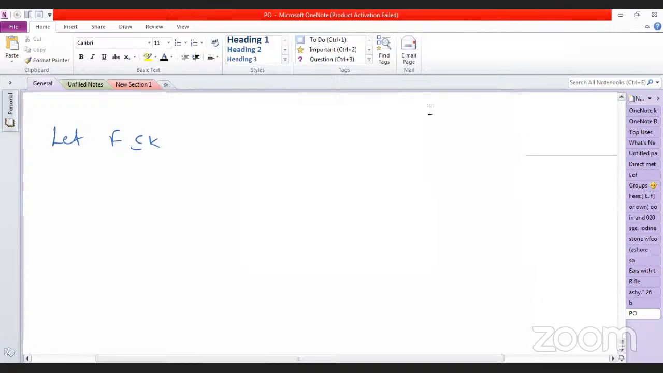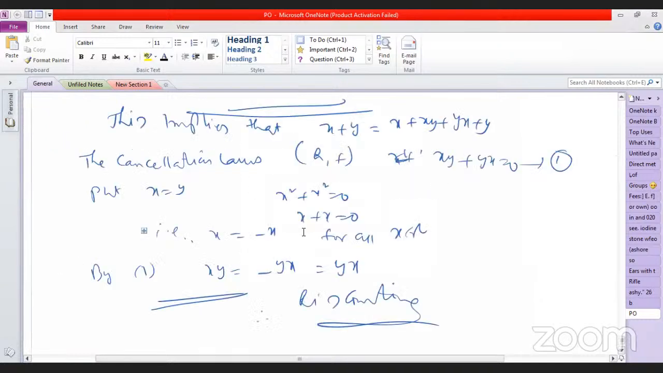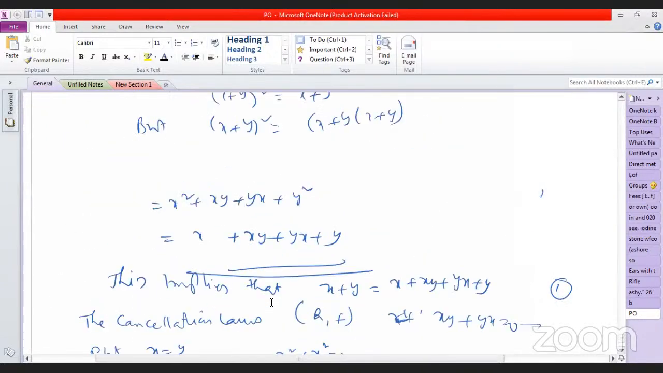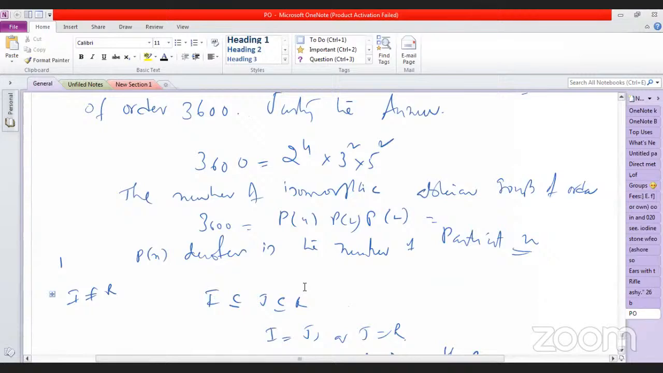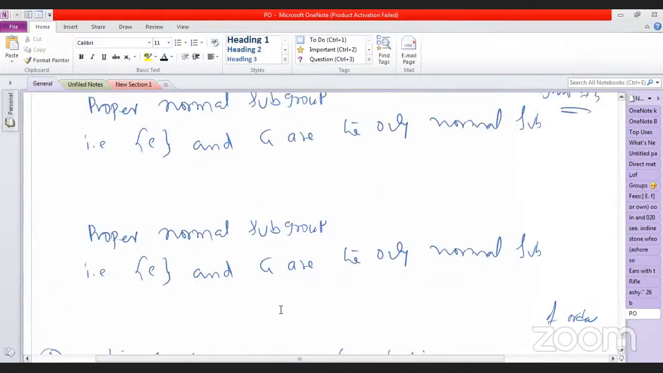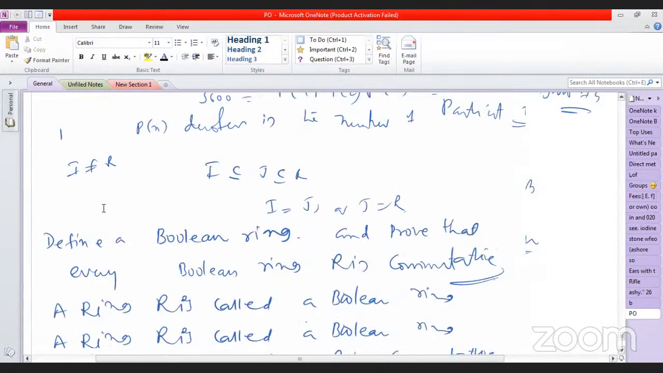So now I am going. The first two problems I told, any doubts? The Boolean ring, and this is an abelian group and simple group. Have you all understood?